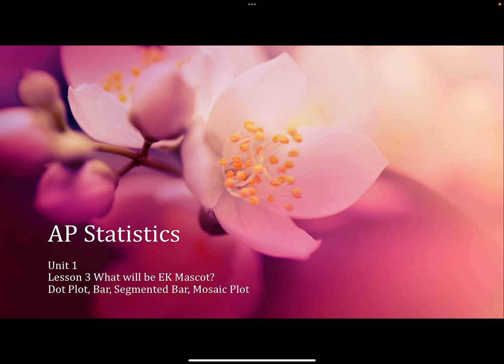Unit 1, Lesson 3, what will be the EK mascot? Today we're going to be investigating dot plot, bar graph, segmented bar, and the mosaic plot.